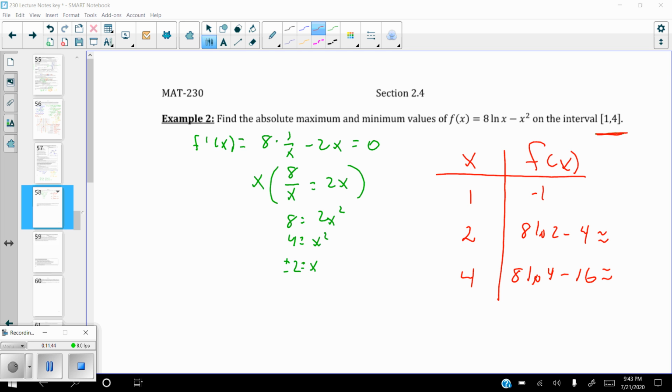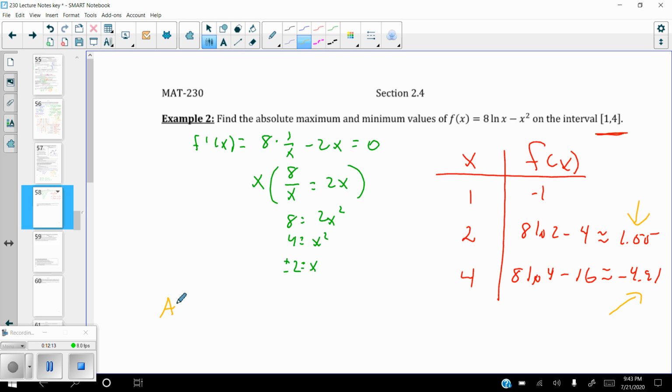And it's probably a good thing I did. The 8 natural log of 2 minus 4 is approximately 1.55. And the 8 natural log of 4 minus 16 is approximately negative 4.91. Okay, and I definitely needed that value because, as it turns out, that is the smallest value. So this one is my min, and my max comes from that one right there.